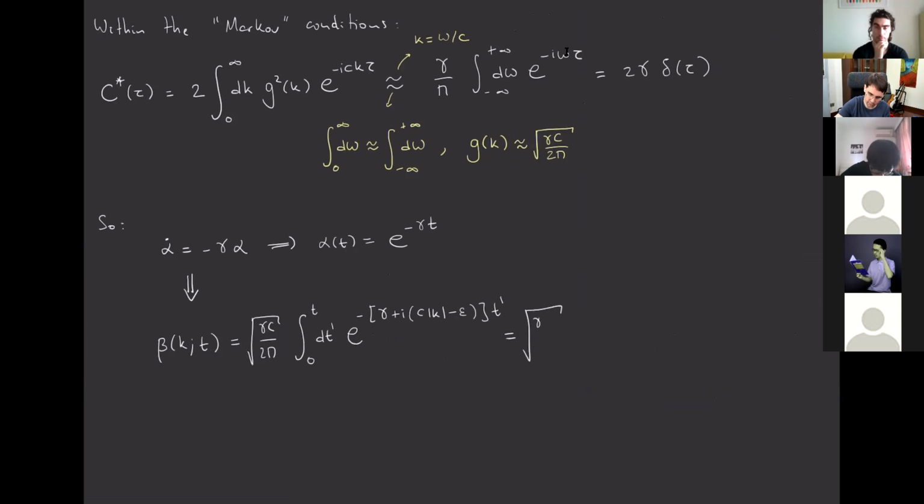You know that you get some kind of Lorentzian shape. And in particular, this Lorentzian shape will look like this. And then, a Lorentzian shape in the frequency, I mean.